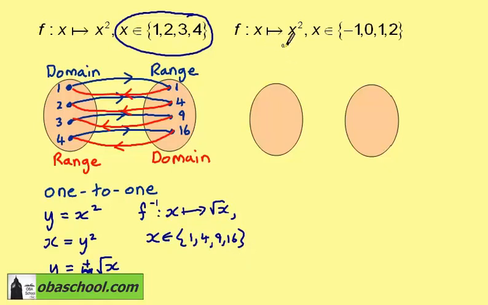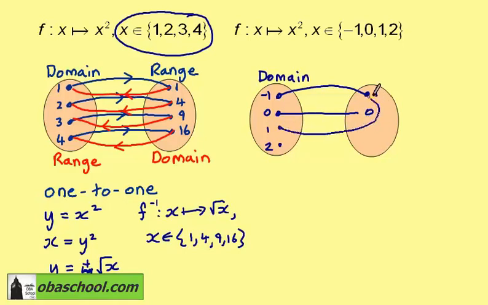If we now turn our attention to this function, which has the same mapping but a different domain, putting the numbers into the domain, we have -1, 0, 1 and 2. -1 will map to give 1, 0 maps to give 0, 1 maps to give 1, and 2 maps to give 4.